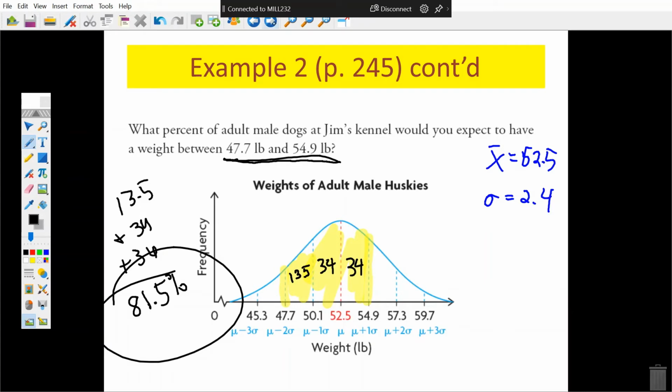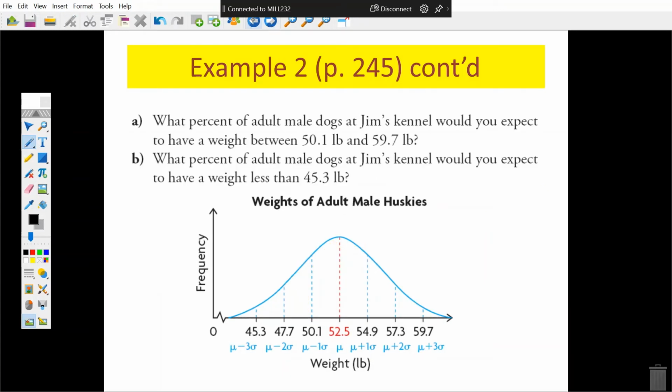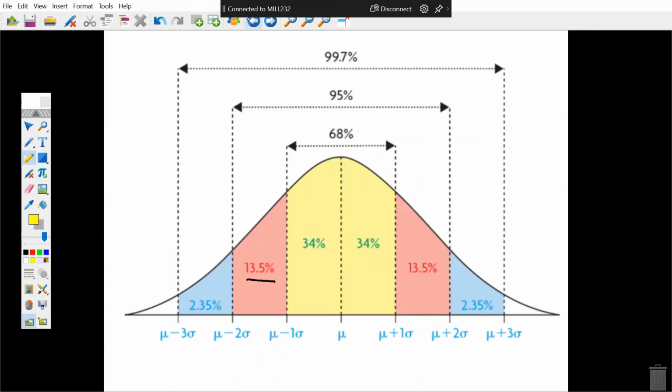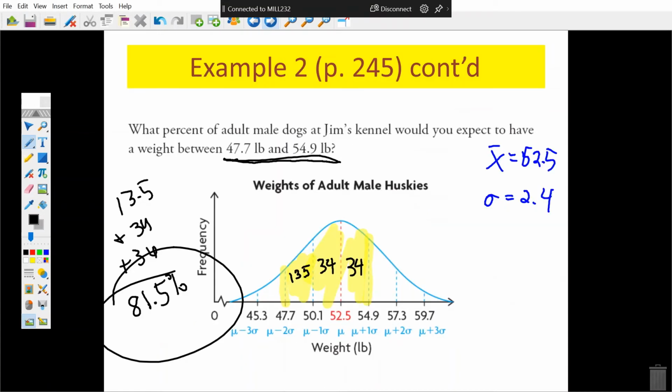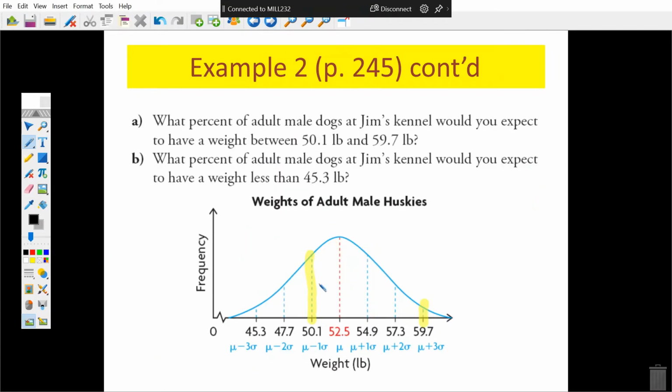Okay? Next. This one says, what percent of dogs would you expect to have a weight between 50.1 and 59.7? Okay? So you can highlight it if you want. Well, I got to be between here and here. Then you go back. Eventually you'll have this memorized, but for now we'll go back. Those 2 numbers are 34 within 1 standard deviation away. So that's 34, that's 34. I need this one and the next one.